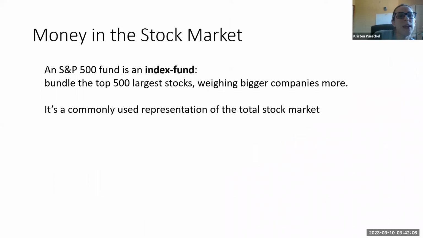All right, so a little bit about the stock market. So an S&P 500 fund is what's called an index fund. It takes the top 500 largest stocks and weighs bigger companies more. And it's used commonly as a representation of our full stock market.